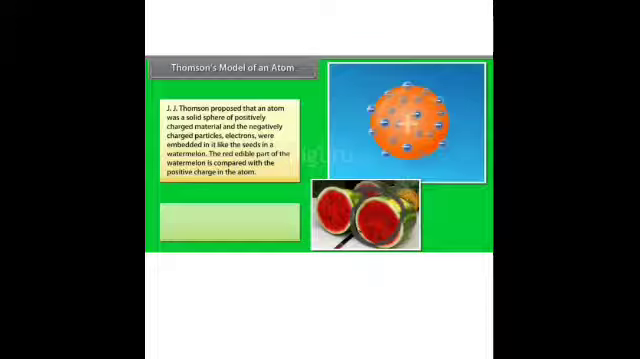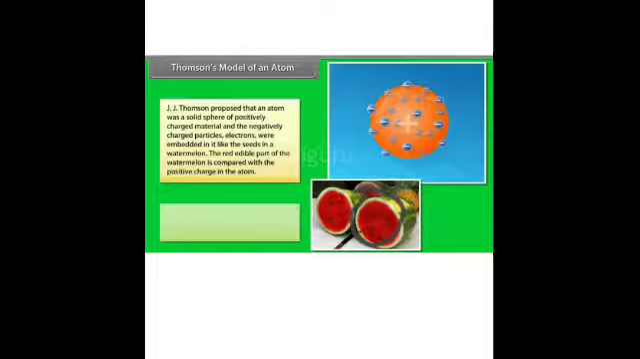The positively charged material and the negatively charged particles, electrons, were embedded in it, right? Embedded means they cannot be made out very deeply inside a particular thing. Is that clear? So the red edible part of the watermelon is compared with the positive charge in the atom.